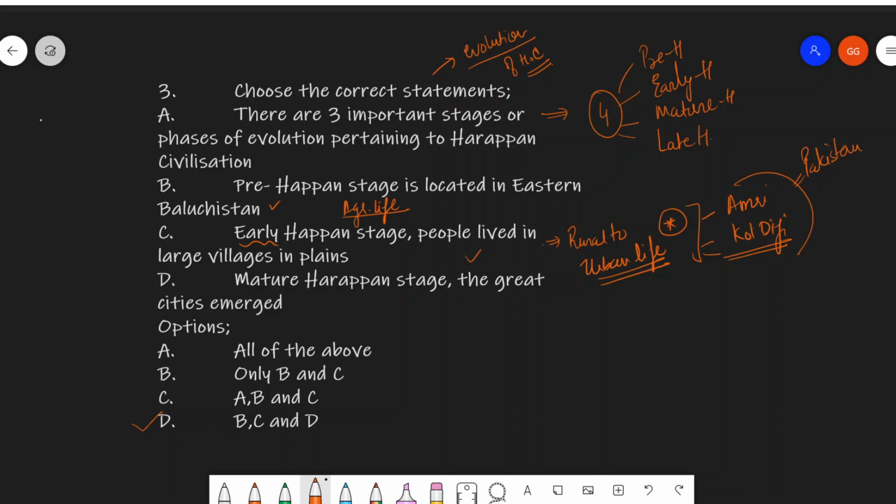Then, mature Harappan stage, the great cities emerged. This is also absolutely correct. The great cities emerged in the mature Harappan stage. The excavations, especially at Kalibangan, with an elaborate town planning. So this place, Kalibangan, is in India. This place has an elaborate town planning and also extreme urban features. So this basically proves that great cities emerged during the mature Harappan stage.